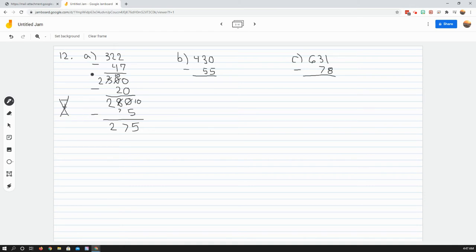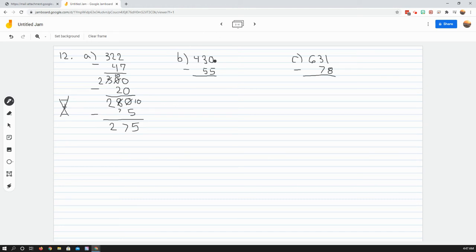Now, how do you know when you have to subtract everything? You would have to subtract everything when you're faced with an exercise like this. In the hundreds place, you're good to go. You can do that subtraction. But in the tens and in the ones, you would have to borrow. So when you have to borrow in the tens and in the ones place, all you're going to do is subtract everything. Okay? So let's do letter B.